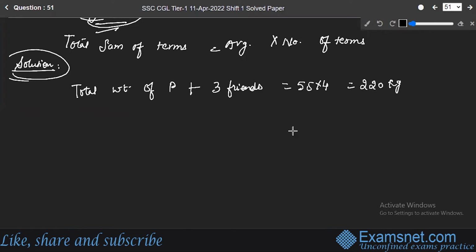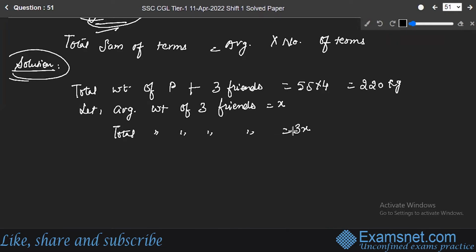Average weight of three friends. Let the average weight of three friends be equal to X. So what will be the total weight of three friends? Of course, it's going to be 3x. Correct? The weight of P is equal to X plus 4, right? Total weight of P is equal to X plus 4. This is given to us in the question.